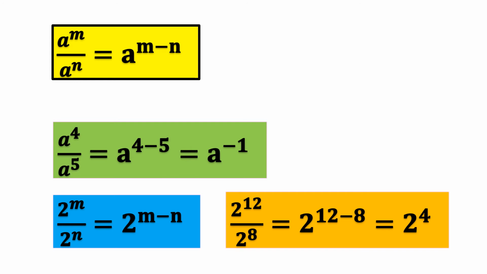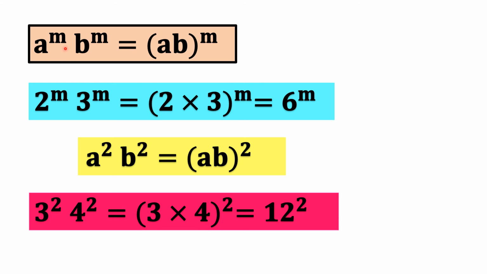Now the next one: a raised to m, b raised to m is equal to ab raised to m. This is the third formula. Look at the formula. a raised to m, b raised to m is equal to ab raised to m.